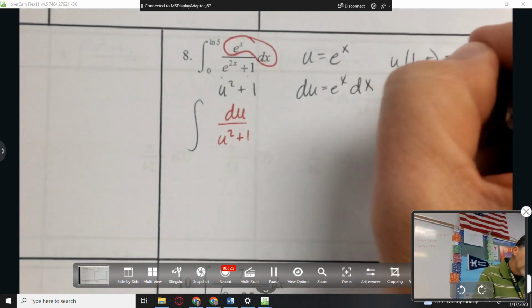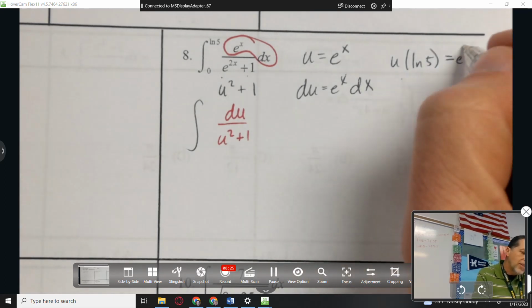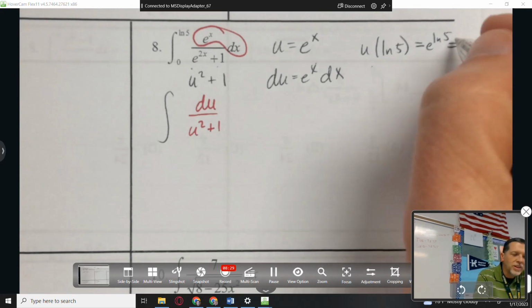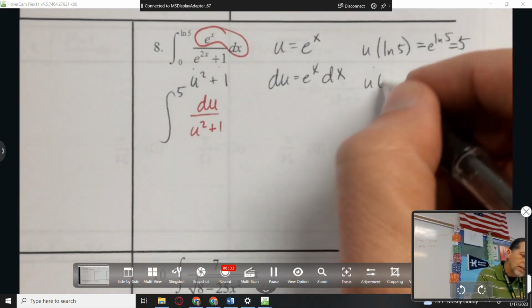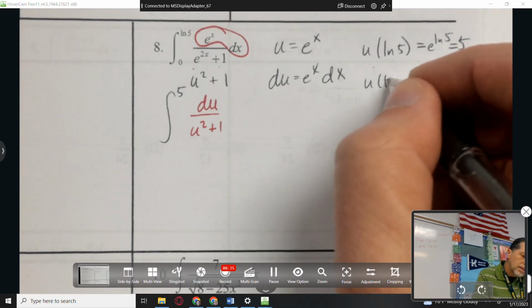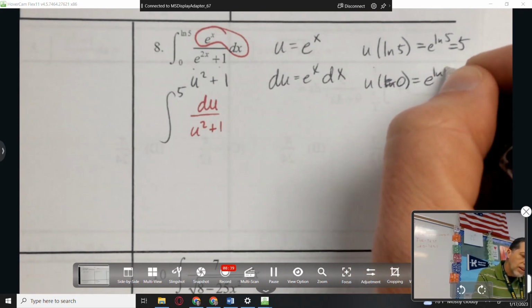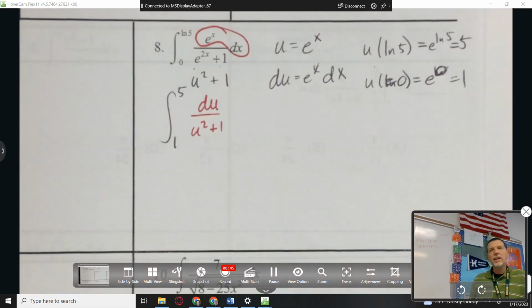U of the natural log of 5. So e to the natural log of 5. That looks awful, but it's just 5. U of 0. E to the 0 is 1. So 1 to 5.